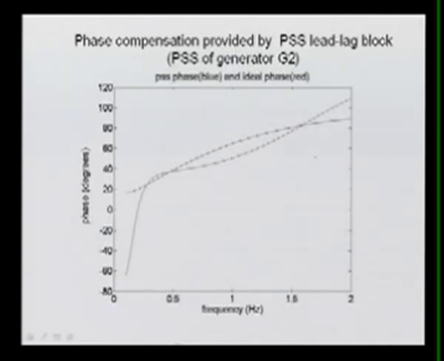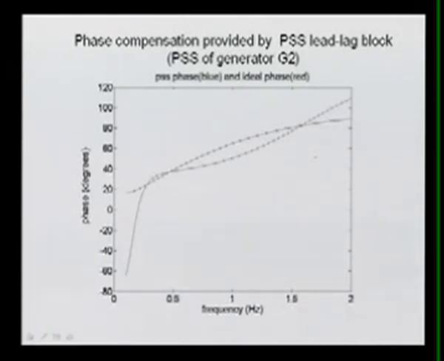Now, for this system, we want to put in power system stabilizers so that we can see how we can improve the stability of the system. The phase compensation provided by the power system stabilizer lead-lag block, that is the PSS of generator 2, is shown here. The PSS phase value is here in blue, and the ideal phase is this. We are just comparing with the ideal, and it is approximately following it. So if frequency changes, the phase is provided in this fashion.